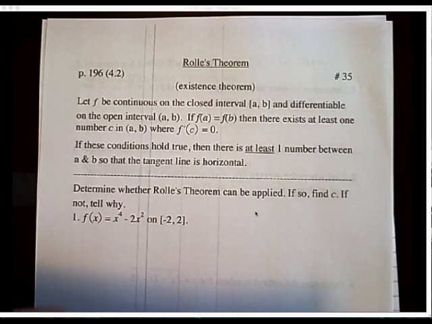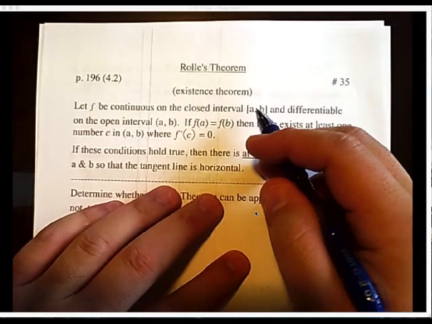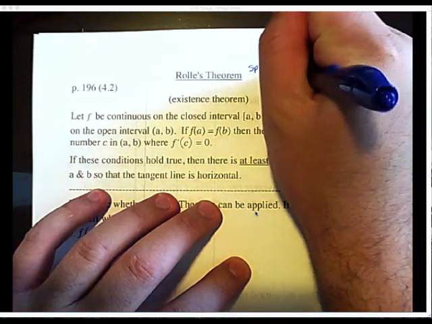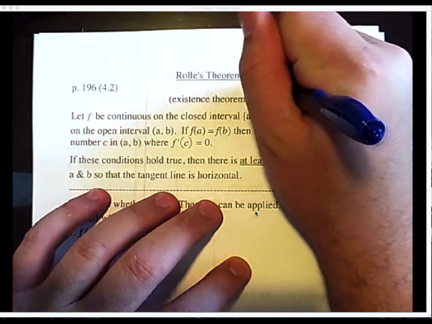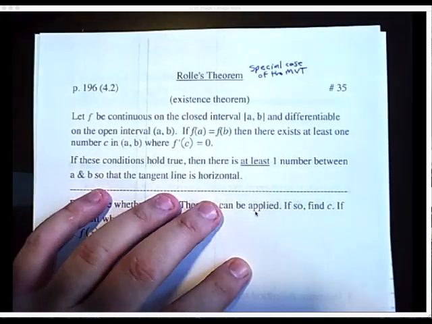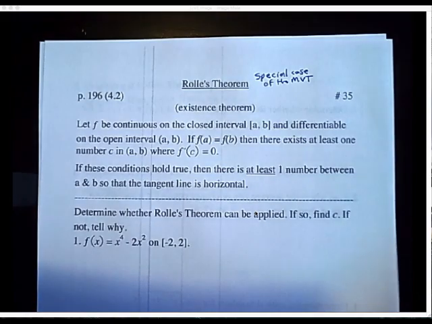All right, guys, this is note card 35. This is called Rolle's theorem. And Rolle's theorem is just a special case of the mean value theorem. So before I read it to you, I'm just going to draw a picture which illustrates Rolle's theorem.